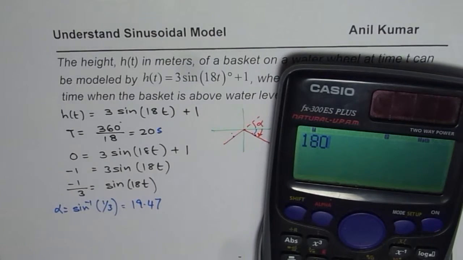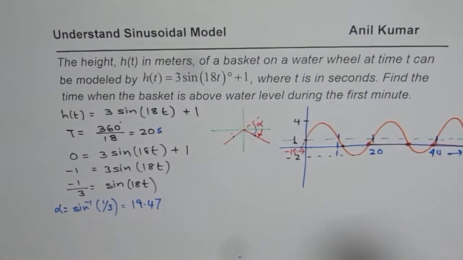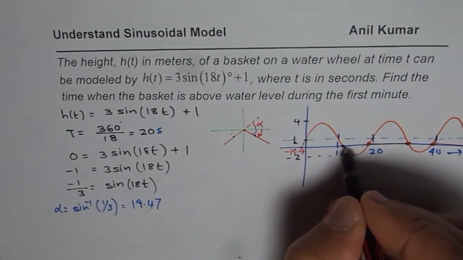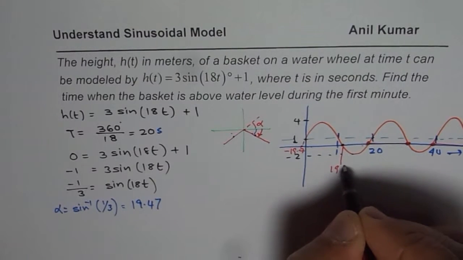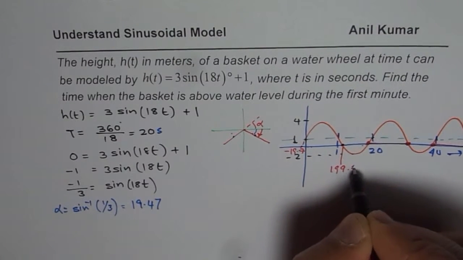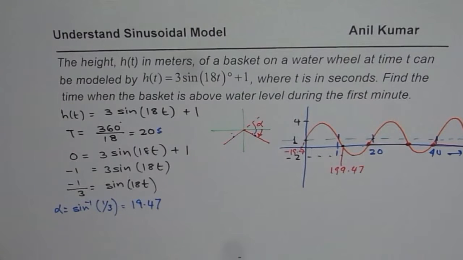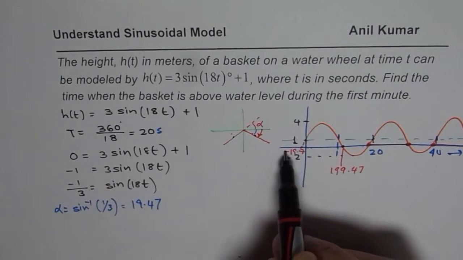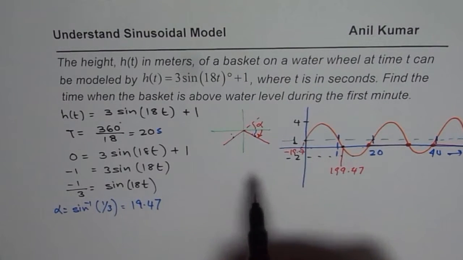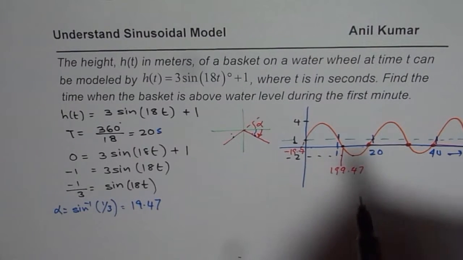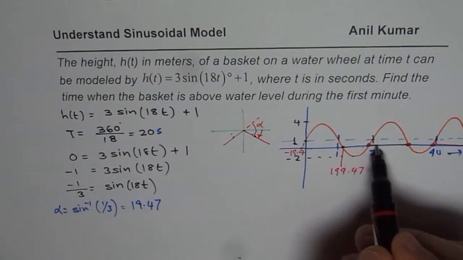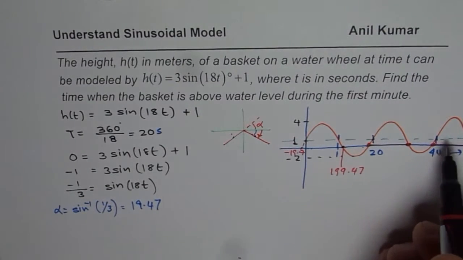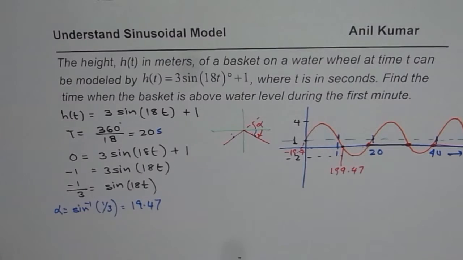So 180 plus 19.47 gives us approximately 199.47. So this angle will be 199.47. Okay, so that becomes the other angle. Now to find the duration, we know we are not working on the negative time, so we'll start from 0. However, this is kind of important since we can always add 360 and get more cycles, right? So we can say it is positive.